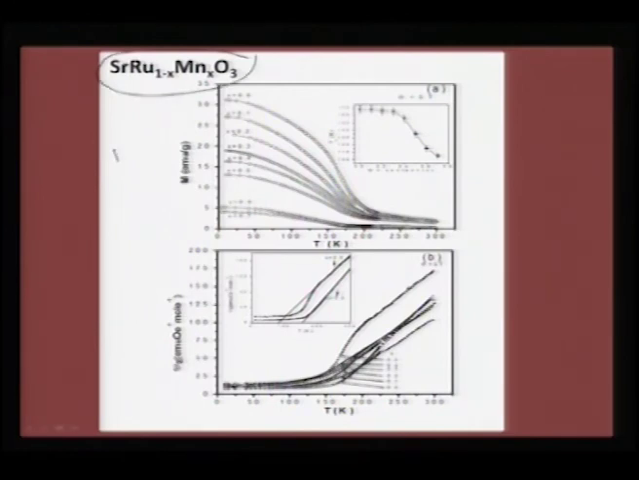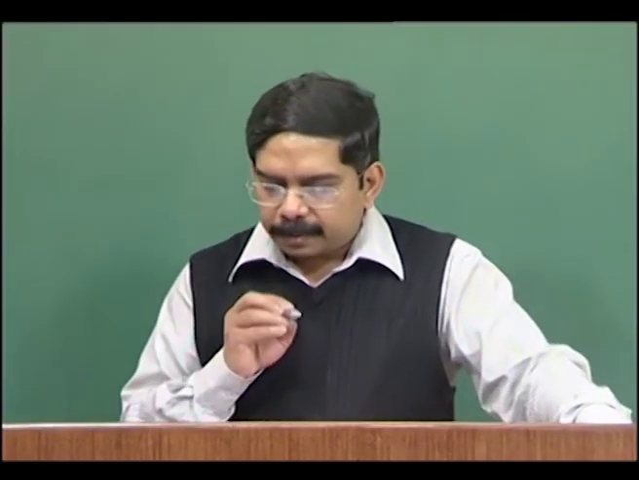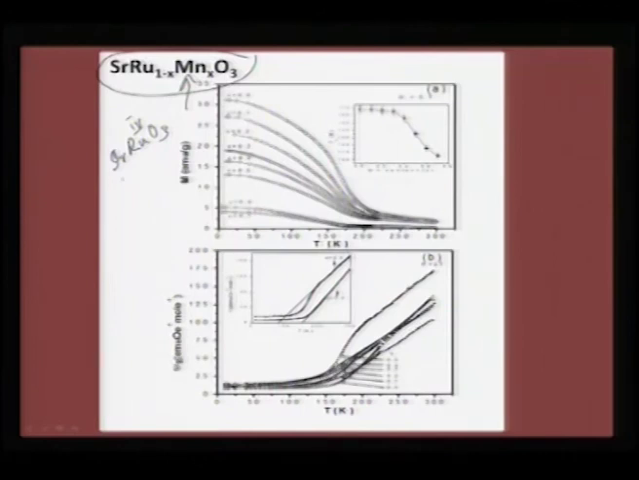As I told you, in SrRuO3, which is the parent compound, ruthenium is in 4+. Therefore, instead of doping ruthenium into manganite, we can now do a reverse doping where we put manganese into a known ruthenium oxide. In that case also you would see this is a ferromagnetic metal, whereas SrMnO3 is an antiferromagnetic insulator.